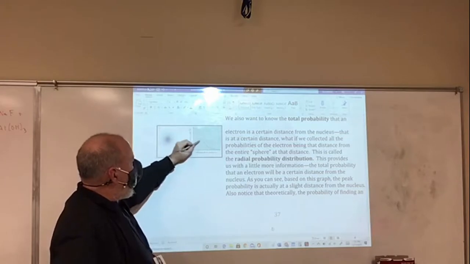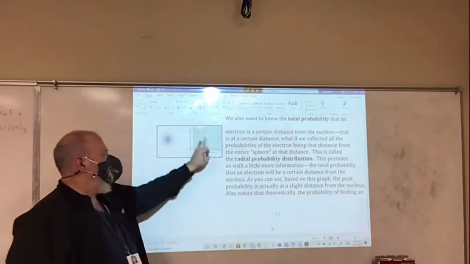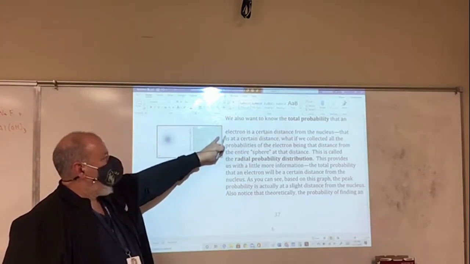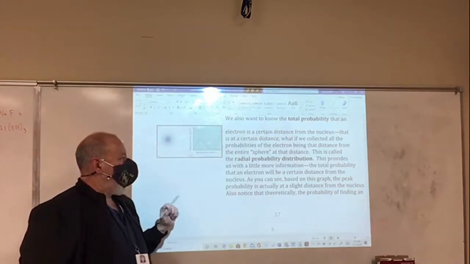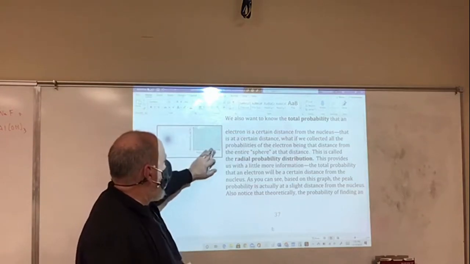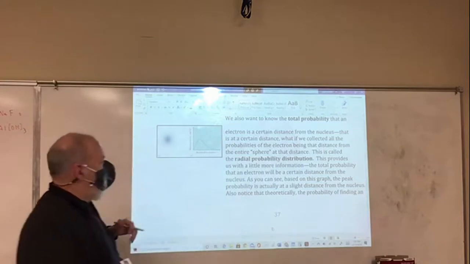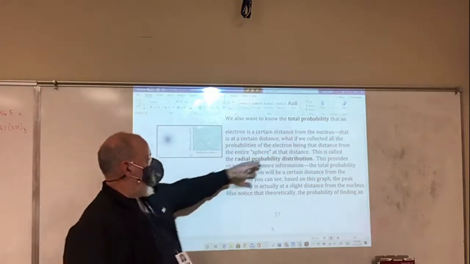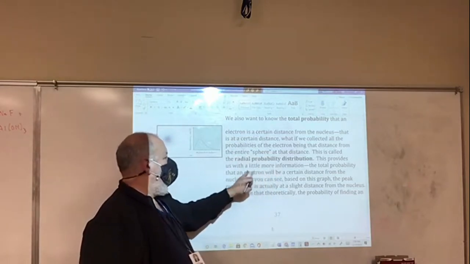probability distribution, and this is the thing that's going to be the most important for us. This is going to help us understand some of the properties of electrons, or some of the properties of elements. And it's the radial probability distribution. So if you want to star that one or highlight that one in some way, that's the one that's going to help us the most.